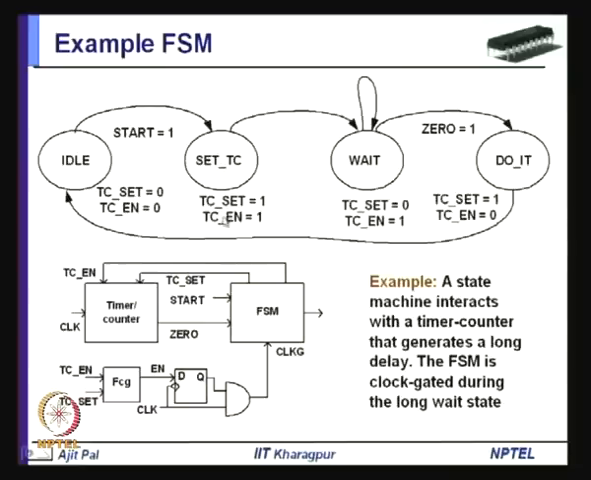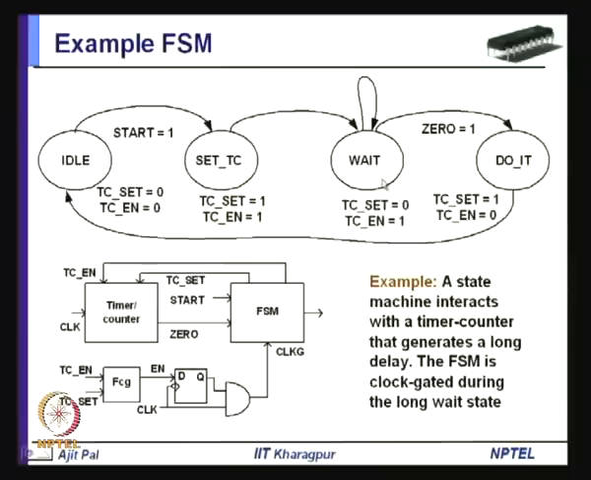This is a Moore machine. So, it outputs these two outputs to the timer counter. So, timer counter is enabled, and these two signals are applied, and after this is done, the countdown will continue, and the finite state machine will go to the wait state.